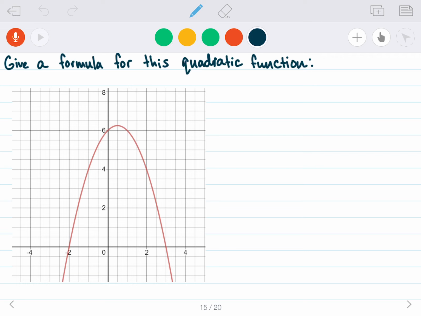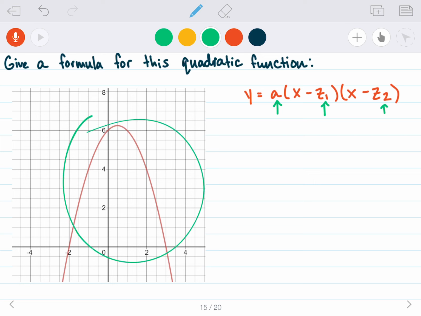And so remember, factored form is going to be of the form y equals a times x minus the first 0 times x minus the second 0. And this picture is going to give us all the information that we need. In order to write a formula in factored form, we need numbers for a, z1, and z2. And the picture is going to give us something for free. Or it's going to give us 2 things for free. It's going to give us z1 and z2. So the z1 and z2 are the zeros. That's where it crosses the x-axis.